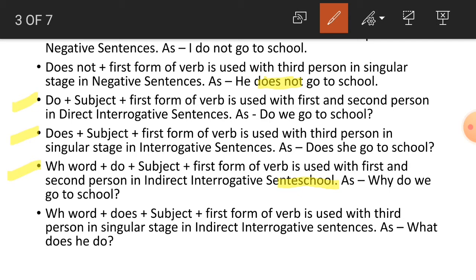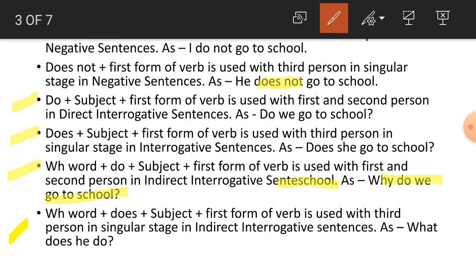Students, here it means we can start these sentences by WH words. Keep in your mind and listen to me carefully. When a sentence is started by do or does, that is called a direct interrogative sentence. If a sentence is started by a WH word, that is called an indirect interrogative sentence. So this one is the example of indirect interrogative sentences.